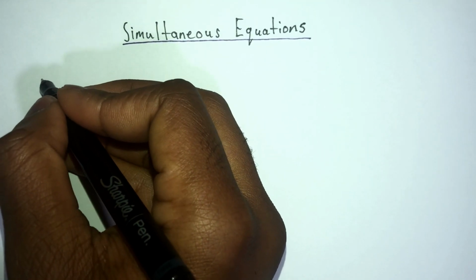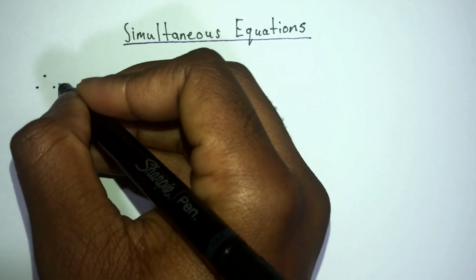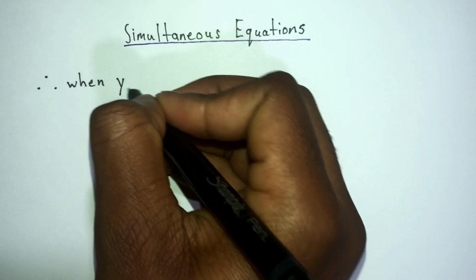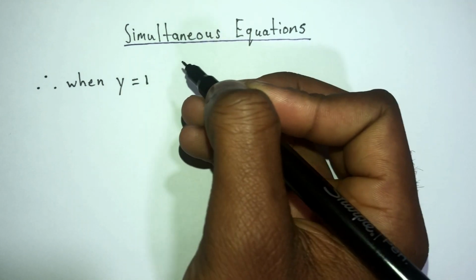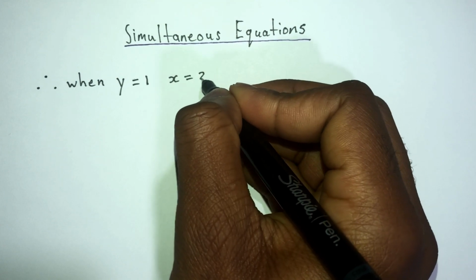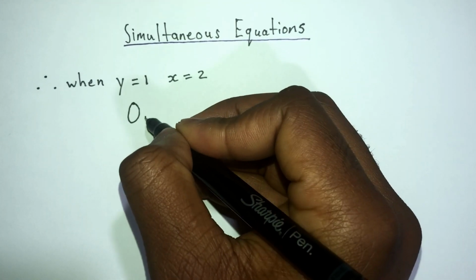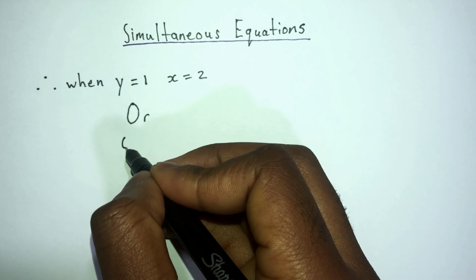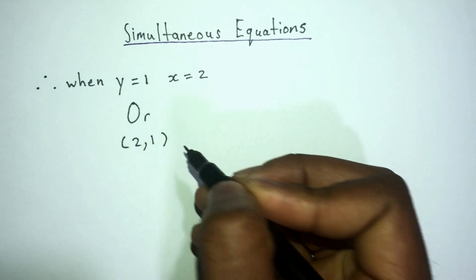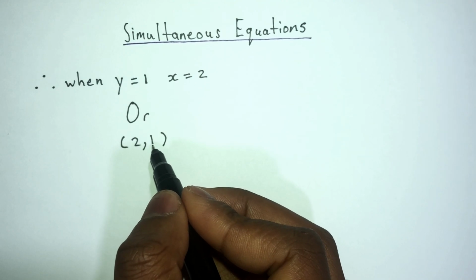Therefore, we can say when y equals 1, x equals 2. Another way to write our answer is in this form. So this is our x value and this is our y value.